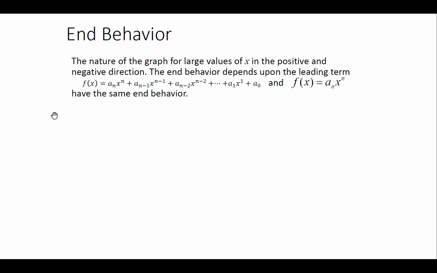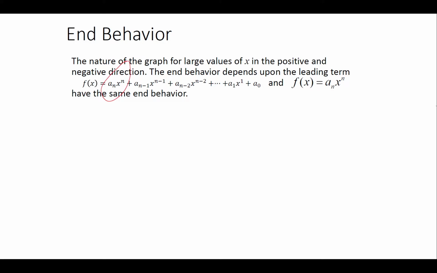Okay, there is one piece of information called end behavior. The end behavior of the graph depends on the leading term. So this is the polynomial you have, and you always go to the leading term. Whatever leading term you have, the end behavior of your polynomial would be similar to that leading term.